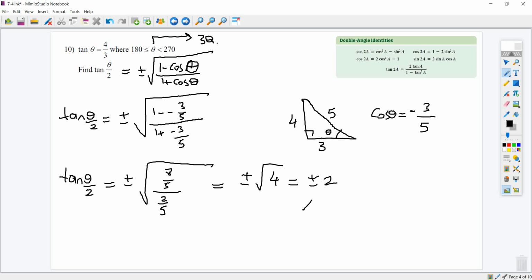But which one will we use? Is it 2 or negative 2 that we are looking for? Both are correct answers, but since we are in the third quadrant, and we know tangent is positive in the third quadrant, tangent theta over 2 is going to be 2. That's the answer for question 10 on assignment 1.